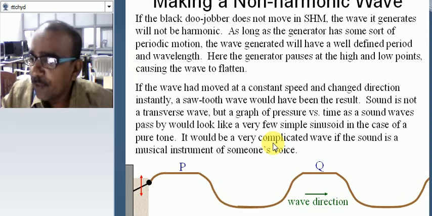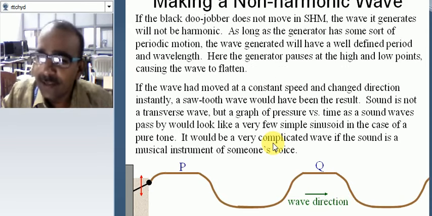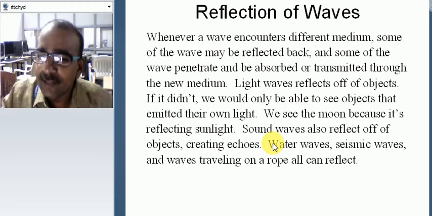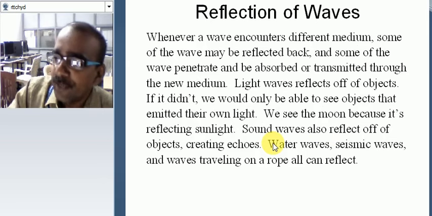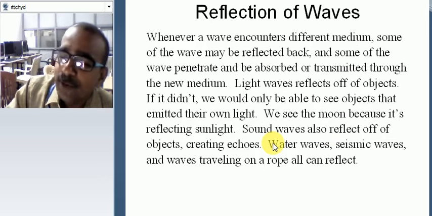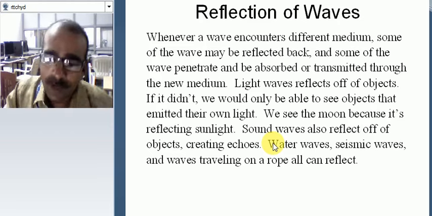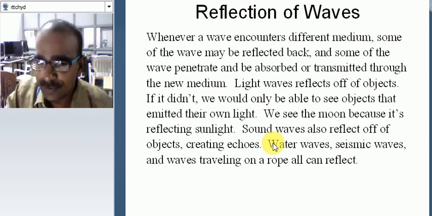A wave which is not harmonic is a non-harmonic wave. As you can see on the slide, the example of a non-harmonic wave is one whose time period and amplitude vary. They are not vibrating at the same frequency. Next comes the reflection of waves. Reflection occurs when the wave hits an object.